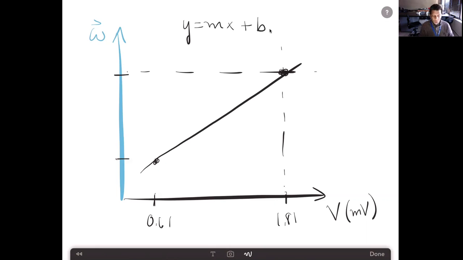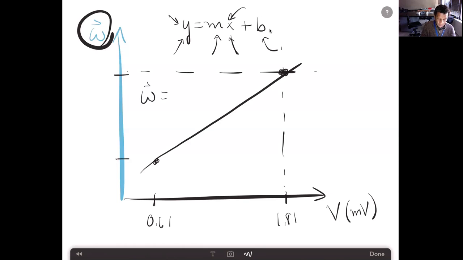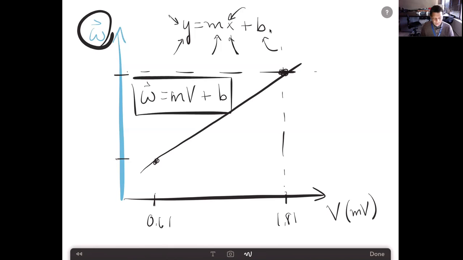So we still have our y-intercept, we have our slope, we have our vertical axis and our horizontal axis. The way we're going to rewrite this equation, look at what's on our vertical axis, it's omega. So we'll have omega equals, what is m? It's just going to be a slope. And what is going to be on our x-axis? Well, it's going to be voltage plus some b. So we'll have a linear equation that looks like this.